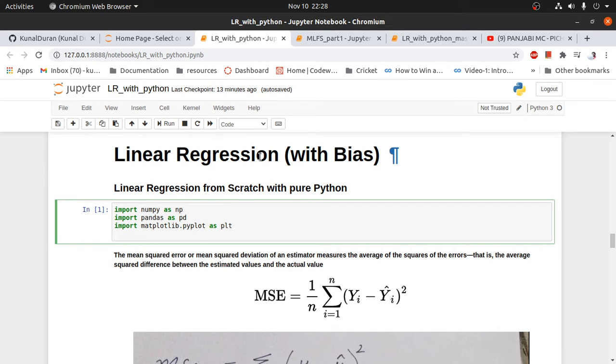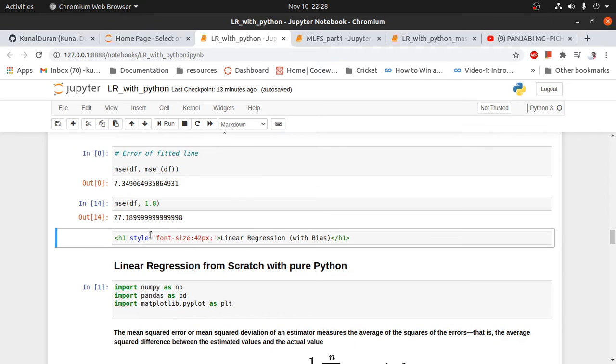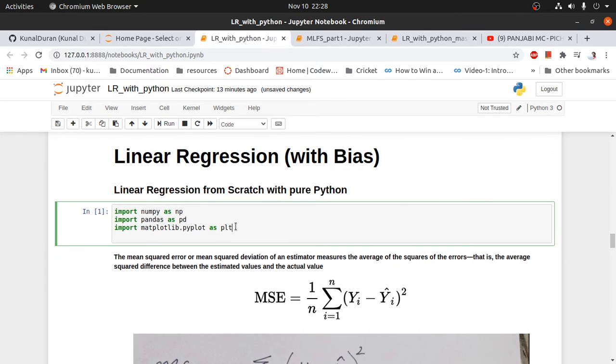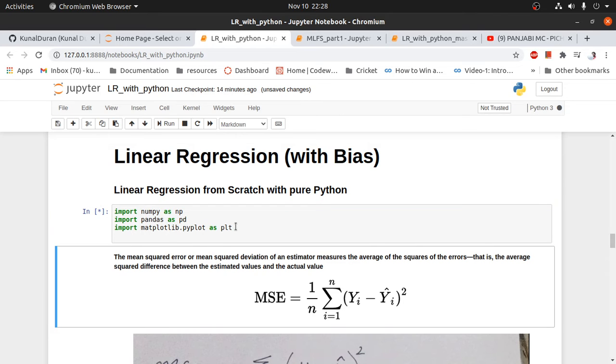And for those of you wondering how the font is that big, this is simple HTML, I set the style font size equal to 42 pixels. By converting the cell into markdown, we can write HTML and style it with CSS. That's the beauty of Jupyter Notebook. Okay, let's begin our linear regression from scratch with pure Python and with bias also.